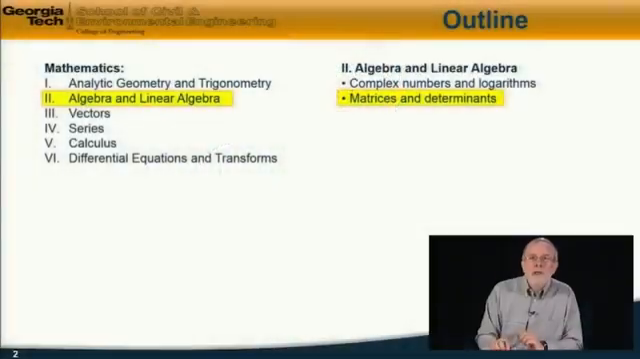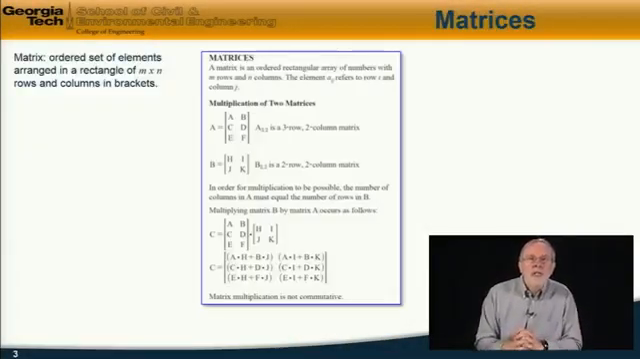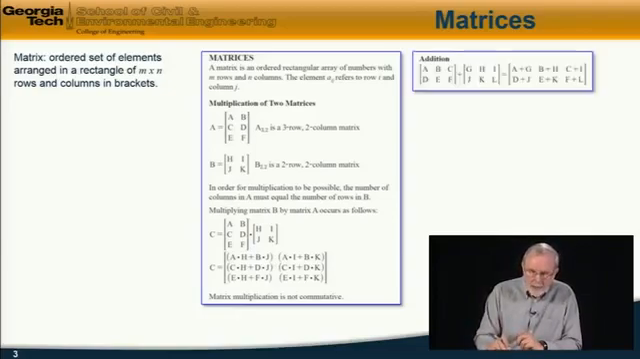Continuing our discussion of algebra and linear algebra, now I want to talk about matrices and determinants. So a matrix, as defined in the reference handbook, is an ordered set of elements arranged in a rectangle of m rows and n columns and set off in brackets, as shown in the extract from the reference handbook here. And in this case, the first one here, the matrix A, has 3 rows and 2 columns, and B is 2 rows by 2 columns.